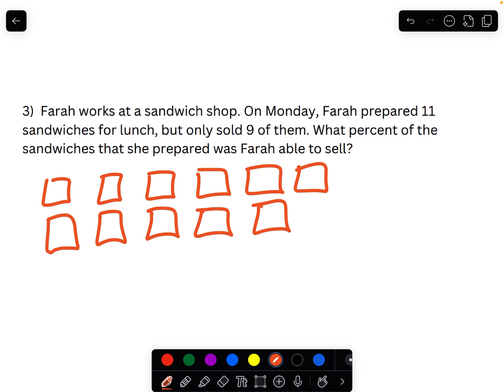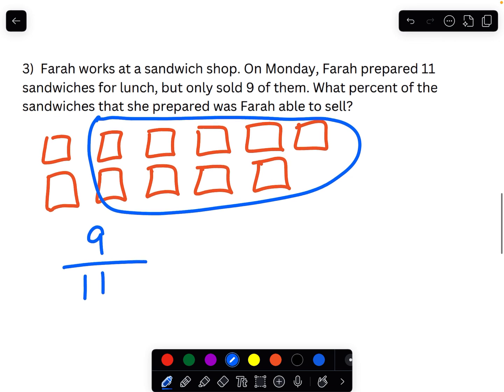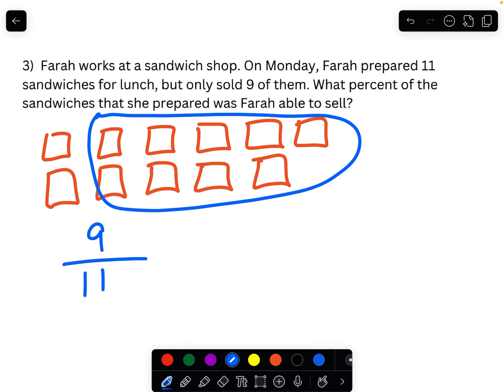But she only sold 9 of them. Or I shouldn't say only. That's actually a good amount that she sold, I would think. So that means she sold 9 out of the 11. Ah, I see it now. She sold 9 out of 11 sandwiches. And that means that we have our fraction and we can use long division to get to our answer.